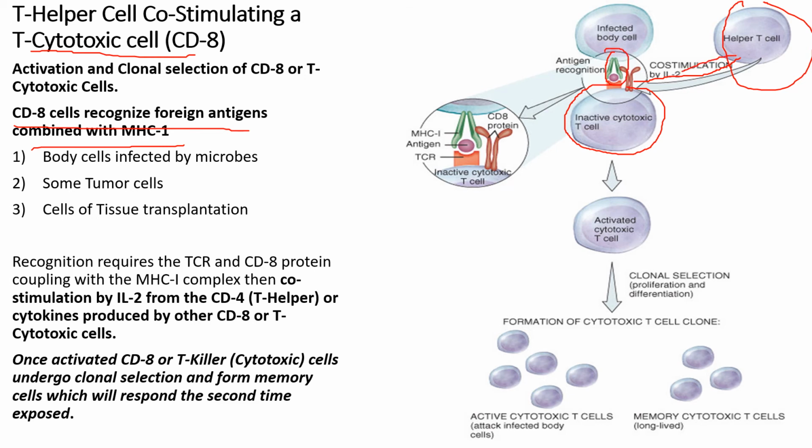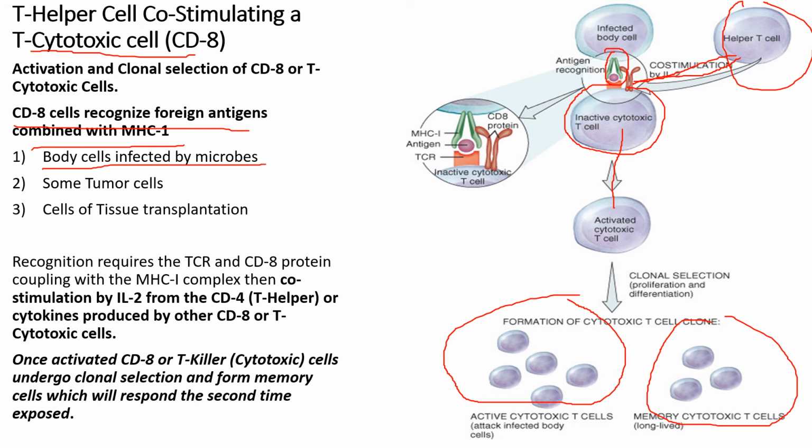So the T helper cell is going to co-stimulate the T8 cell. The T8 cell is going to bond with that APC MHC complex. It's going to be now an activated T cell, T killer cell, or T cytotoxic cell. It's going to make clones of itself, and these clones are active and they are programmed to go after that specific protein. And then you'll have memory cells that will only react later on. And so these are important in body cells infected by microbes, some tumor cells, cells of tissue transplantation.